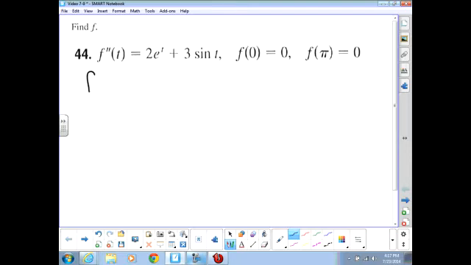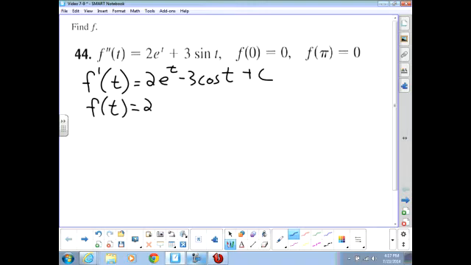So we'll start out to find f prime of t. Don't worry about the 2. Antiderivative of e to the t is e to the t, and then just bring the 2 back out front. Antiderivative of sine is a negative cos times the 3 will give us negative 3 cos t, and then we'll have a plus c on the end. Well, we don't have any points from f prime, so we'll keep going to f.